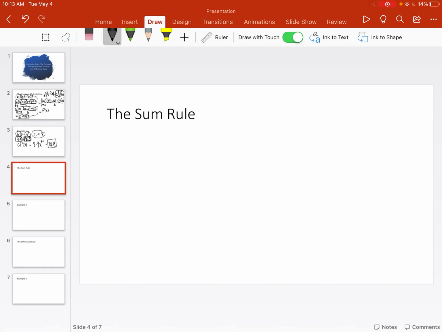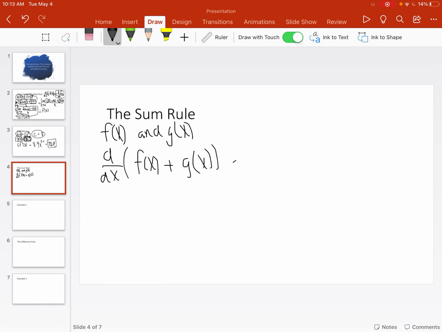Our next rule is the sum rule. The sum rule is quite simple also, and what the sum rule is saying is, you've got these two functions, f of x and g of x, and they're both differentiable. So what the sum rule says is the derivative of f of x plus g of x is equal to the derivative of f of x plus the derivative of g of x. And here it's with respect to x.